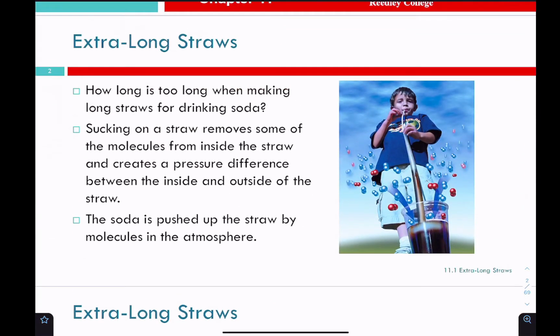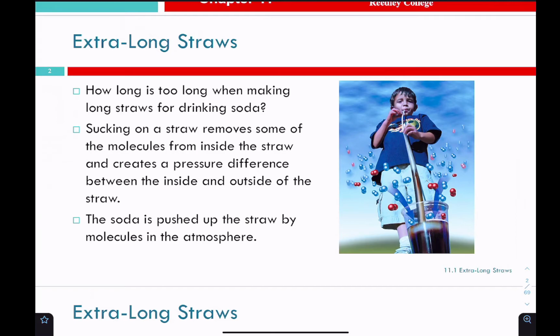So I don't know if you've ever thought about this one, or if you've ever tried this, like how long of a straw can you make? I have definitely tried this, where you just take straws and you stick a straw in another straw, right? You have to kind of bend it in. But how long of a straw can you make? And there is actually a physical limit to how long that straw can be before you can't get any drink up the straw.